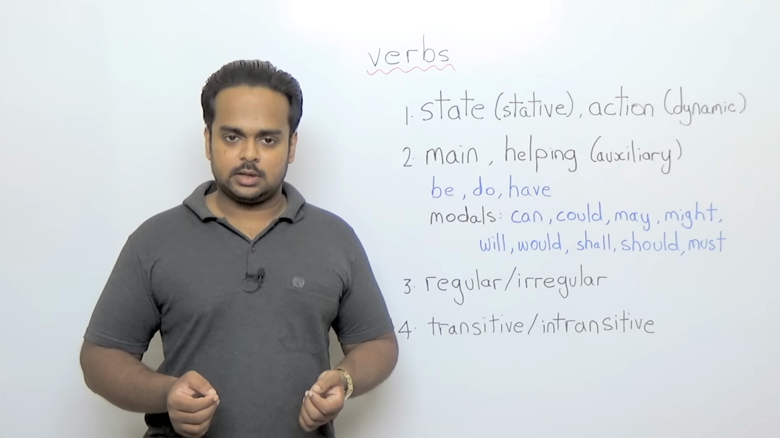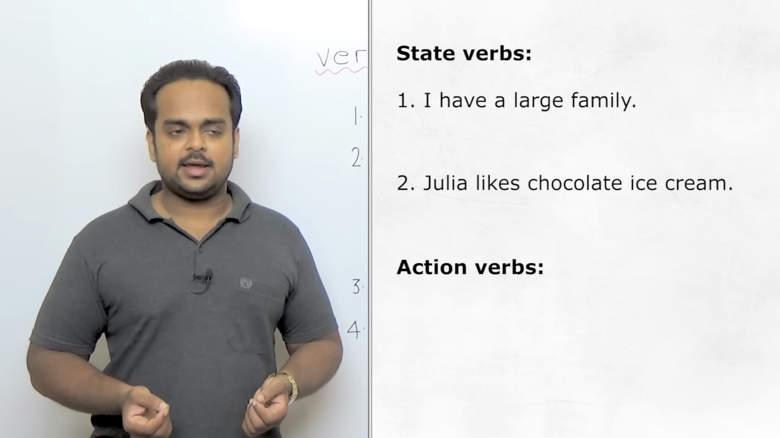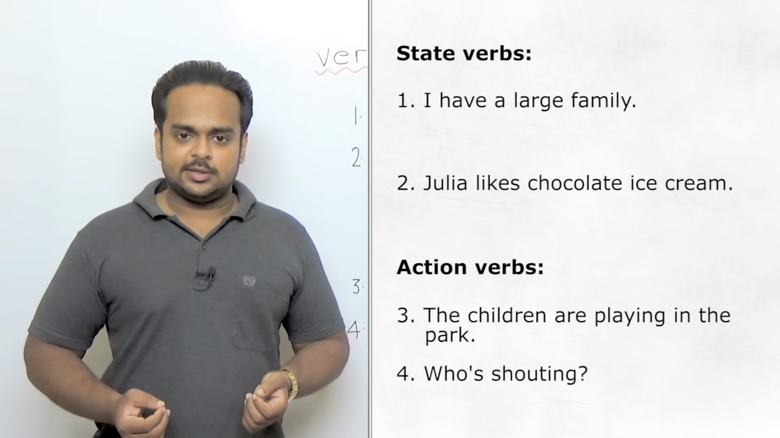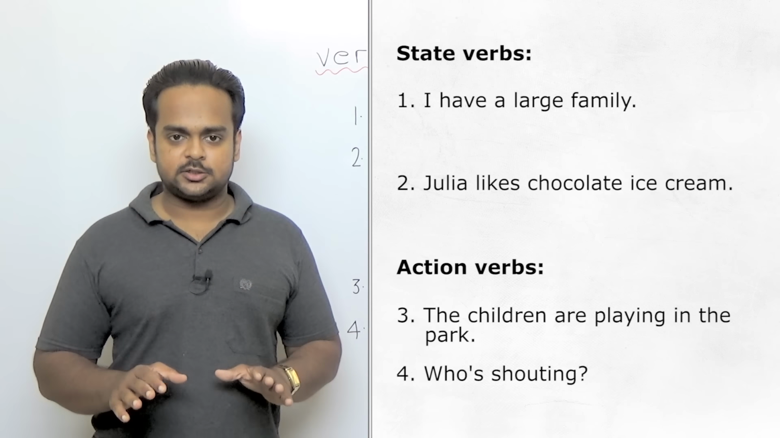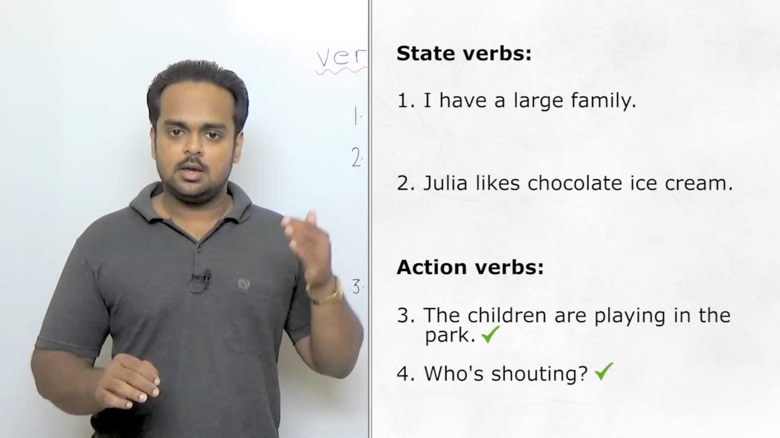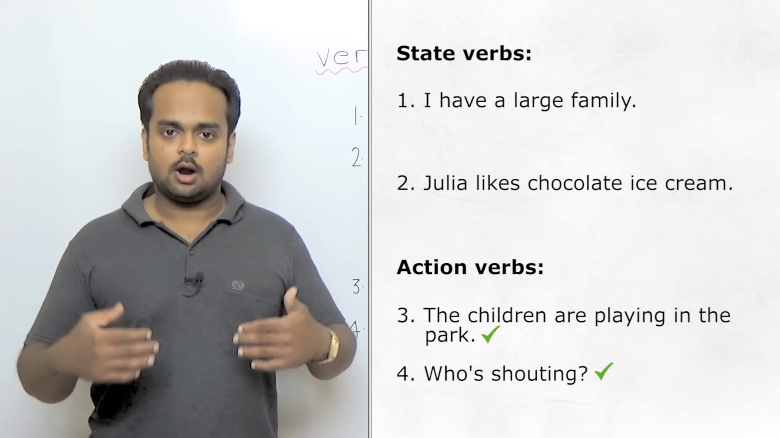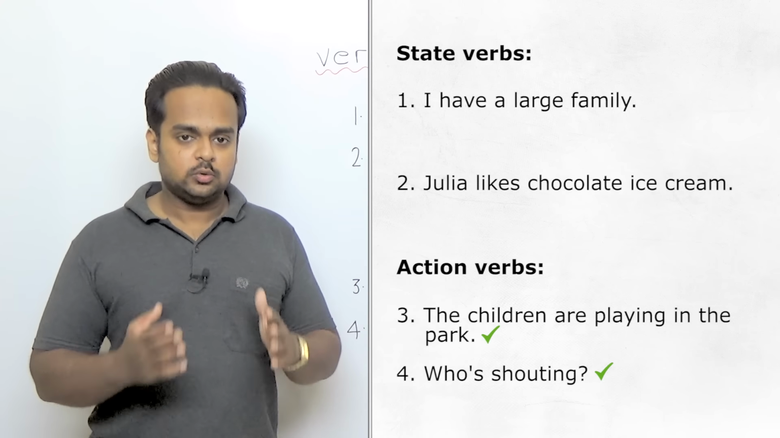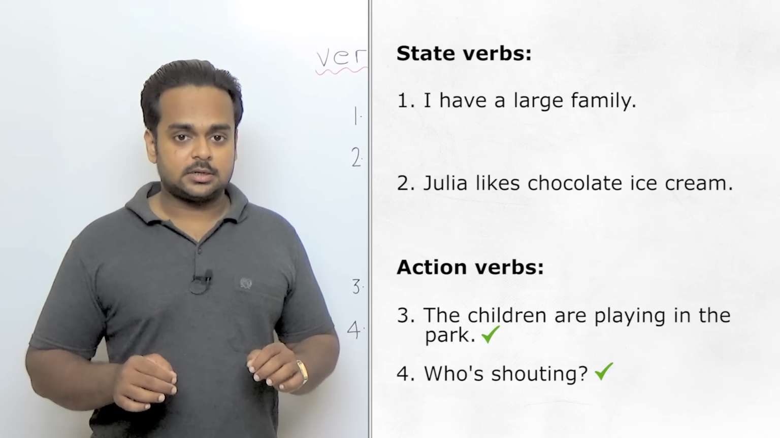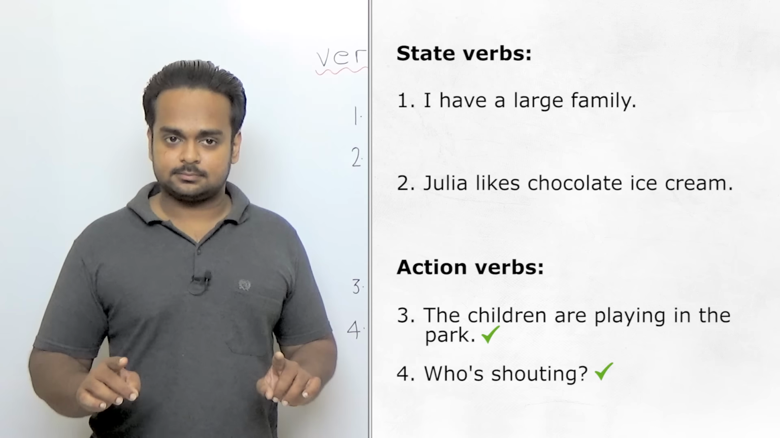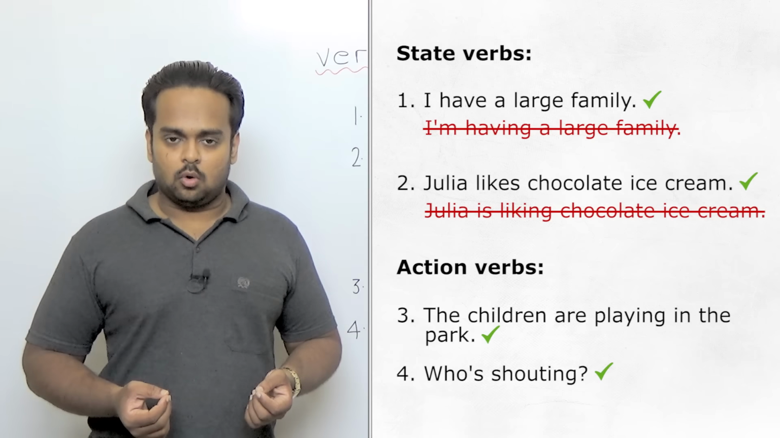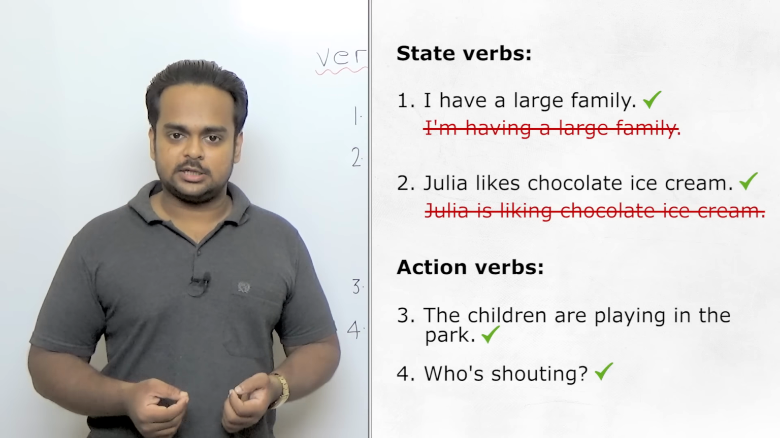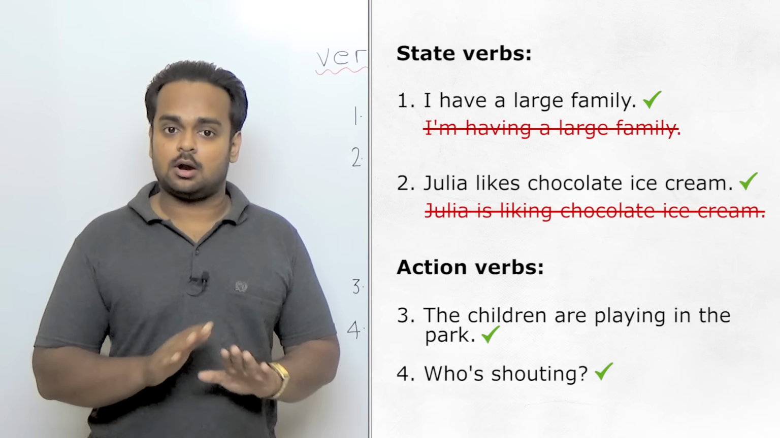Let's look at a couple of examples. Now we can say, the children are playing in the park, or who's shouting? Both of these sentences are correct because the verbs play and shout are physical actions. So we can use ing forms. But we cannot say, I'm having a large family, or Julia is liking chocolate ice cream. Both of those sentences are wrong.